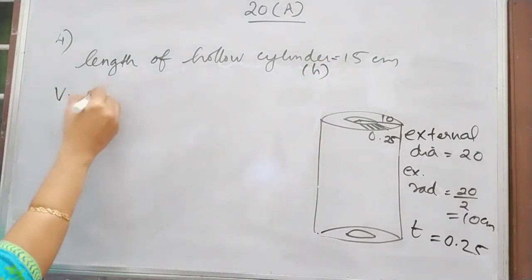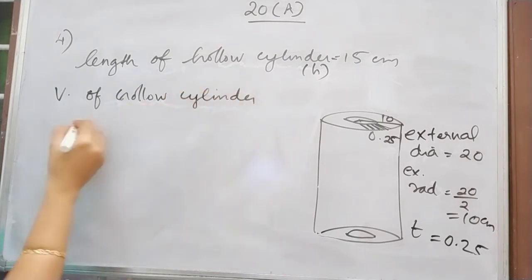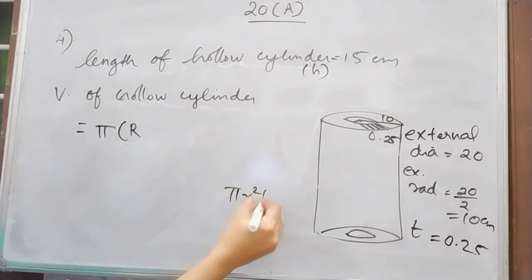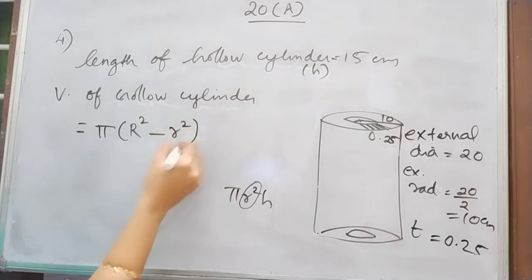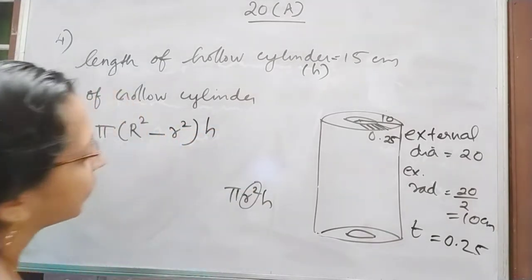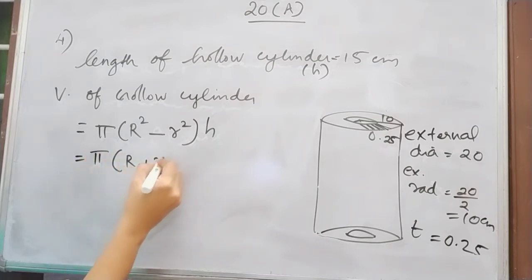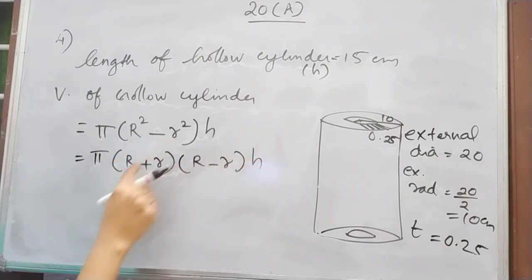So what will be the volume of the hollow cylinder? We have the formula pi r square h. So instead of r square we have capital R square minus small r square into h. So pi into capital R square minus small r square is in the form of a square minus b square, which is a plus b into a minus b. So we can write it as a plus b into a minus b into h.